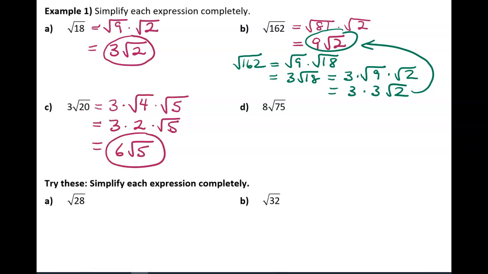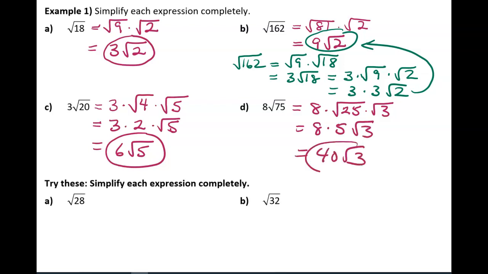All right, in D, 8 times the square root of 75. That's 8 times, and now we're looking for one of those perfect squares from the list above that divides evenly into 75, and of course 25 does. So 25 times 3 is 75. So that gives us 8 times 5 times the square root of 3, which is 40 times the square root of 3. All right, it's your turn to try some on your own.